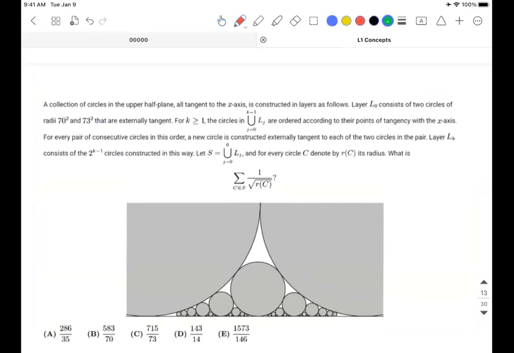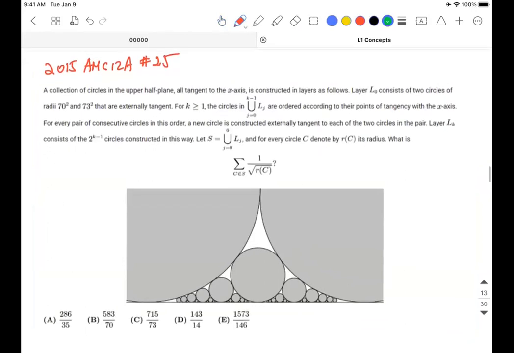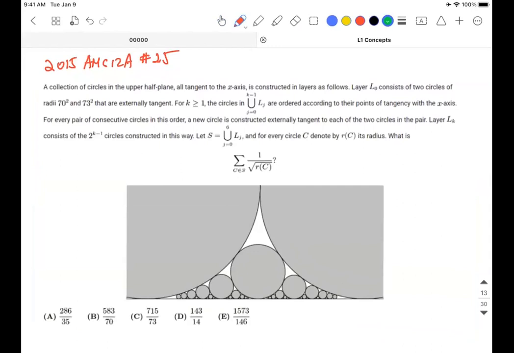We're looking at a problem that comes from 2015 AMC12-A, question number 25. I'll let you guys read the problem first. This is a crazy problem, I have to say. But the solution process is very understandable.